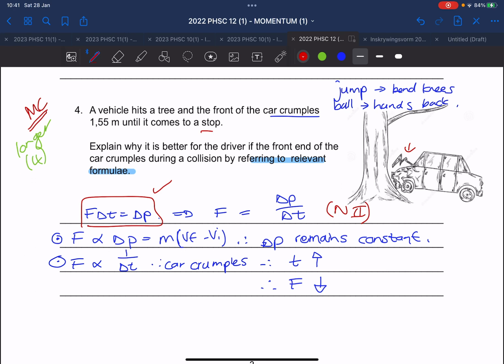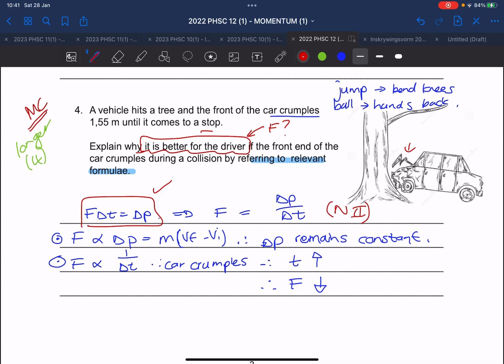Now, when they ask, explain why it is better for the driver, then we are looking at the force. What impact will we have on the driver? Will he hit his head against the front of the car, or will the seatbelt just slightly pull him back? Why is it better for the driver? So they're basically asking you, look at the force, calculate the force. Okay. So we want to do that.